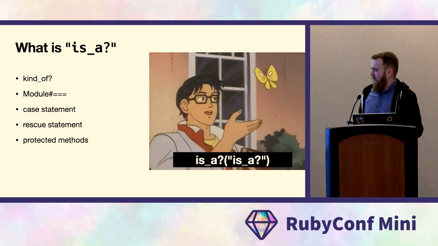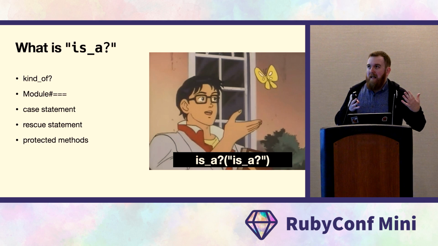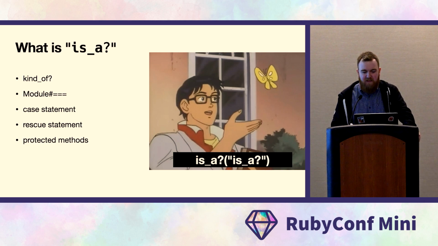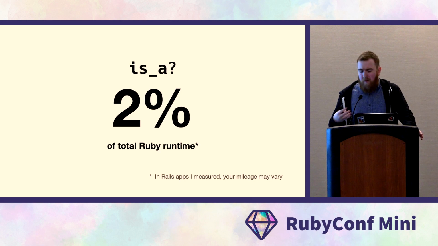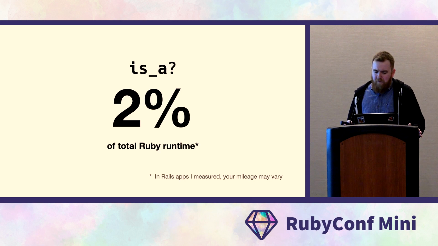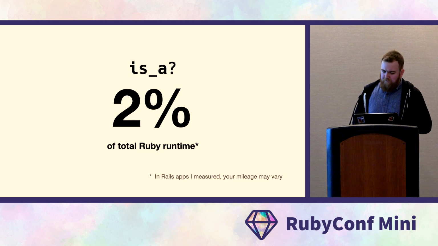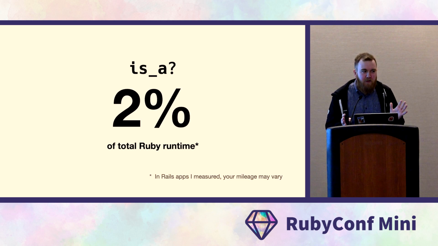And protected methods are the same. They do a class inheritance check when you call them. So these are used all over the place. And probably because of that, I found repeatedly that these methods seem to be taking up about 2% of total Ruby runtime. That obviously varies by application, but for many of the things I was measuring, this was a constant.